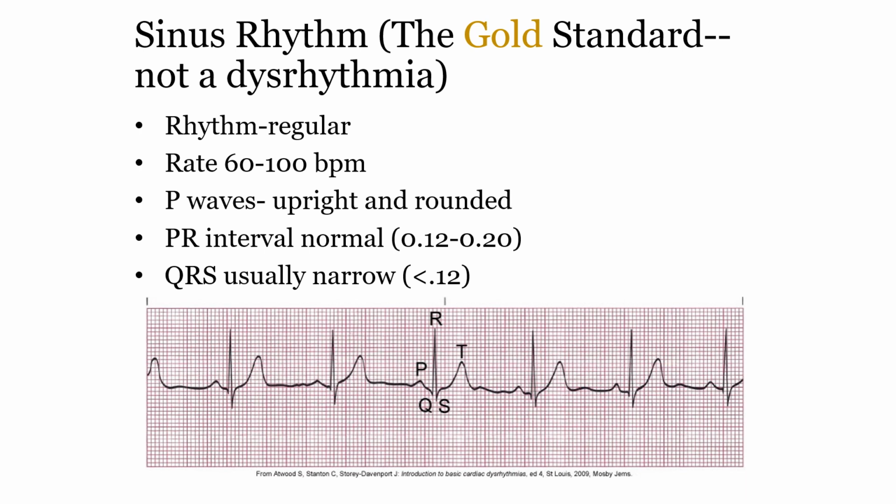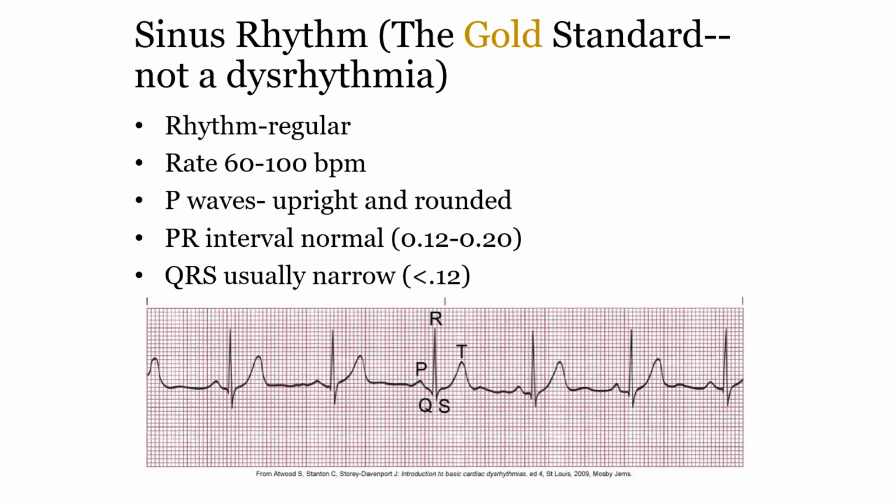Is the rate 60 to 100 beats per minute? We're going to count the R's in the strip simply because this is the contraction of the ventricles. When the ventricles contract, this is when it is pumping blood up the aorta and out to the rest of the body. The P waves, is there one P wave for every QRS, and is it upright and rounded?